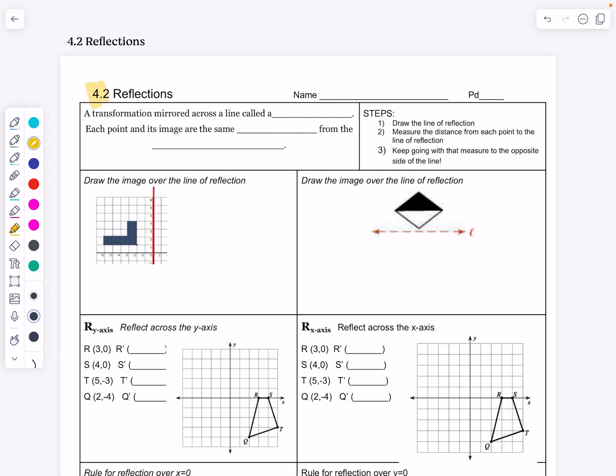Happy Friday, 4.2 reflections. You woke up this morning, you realized it was Friday, you were happy, you looked in the mirror to get ready, and you saw your reflection. So welcome to Reflections. You already know a lot about this.